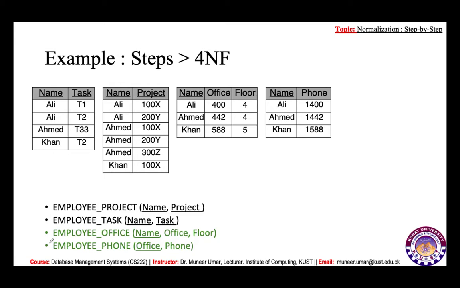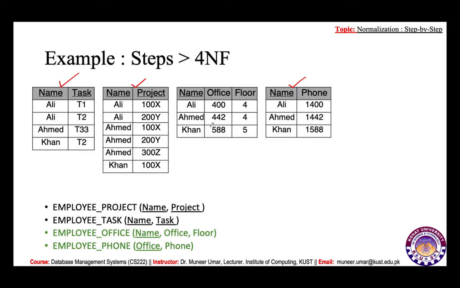We can also decompose these tables for fifth normal form, but if we look into these tables, there is only a minor chance of further decomposition. We cannot decompose this table because it has only two attributes. Same is the case with this one and also this one. These cannot be further decomposed, but for fifth normal form we can decompose this table.